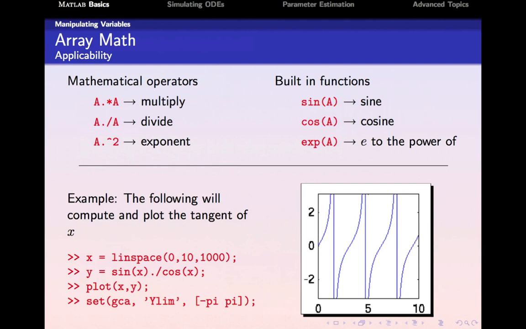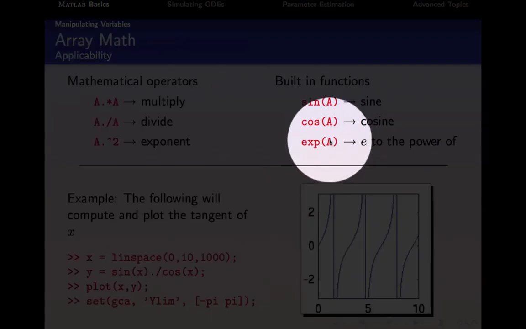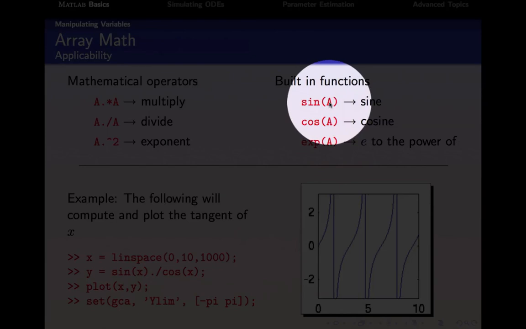It's also important to note that all of the built-in functions in MATLAB work with vectors. So if we look over here, if A is a vector, or if A is a matrix, and I take the sine of A, what that does is that returns a vector or matrix with the same dimensionality as A. And the different components are basically the sines of the different components of A.